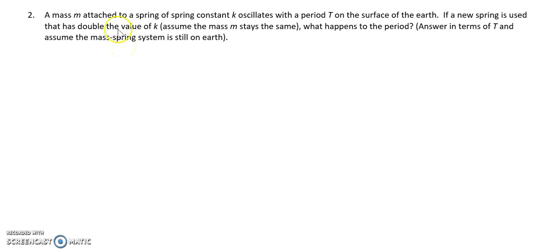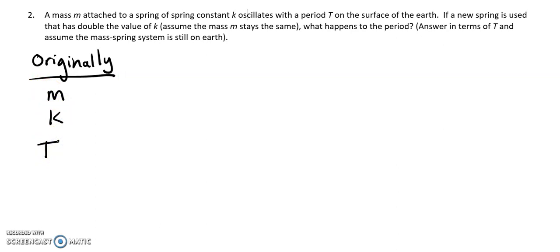So we have a mass M attached to a spring constant K, oscillates with a period T on the surface of the Earth. So if a new spring is used that has double the value of K, assume the mass M stays the same, what happens to the period? Great, so let me just write down what I know. So originally, we have what? The mass is M, K is K, period is T.